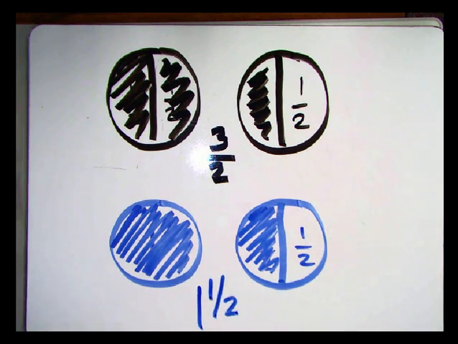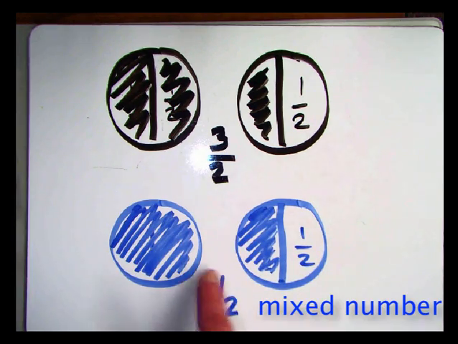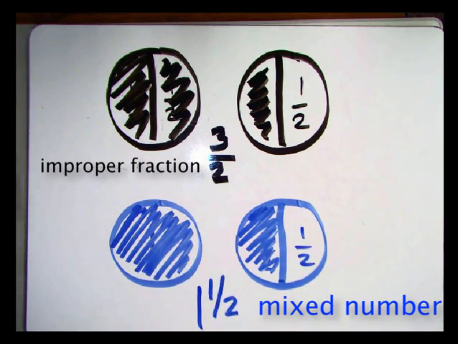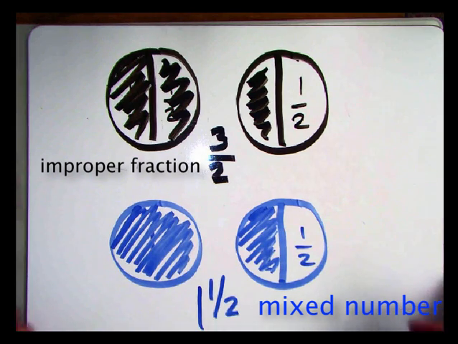Is that the same amount of space that I've shaded? If you said yes, you'd be correct. It is the same space that I've shaded, it's just written in a different way. This is the mixed number, 1 and 1/2. This is the improper fraction, 3 halves.